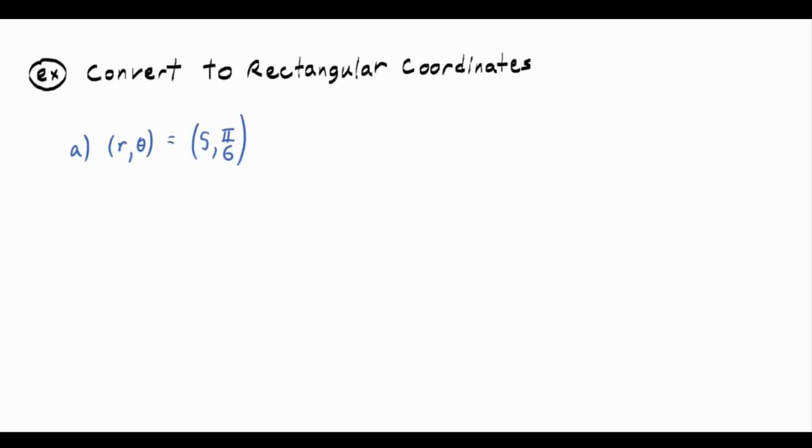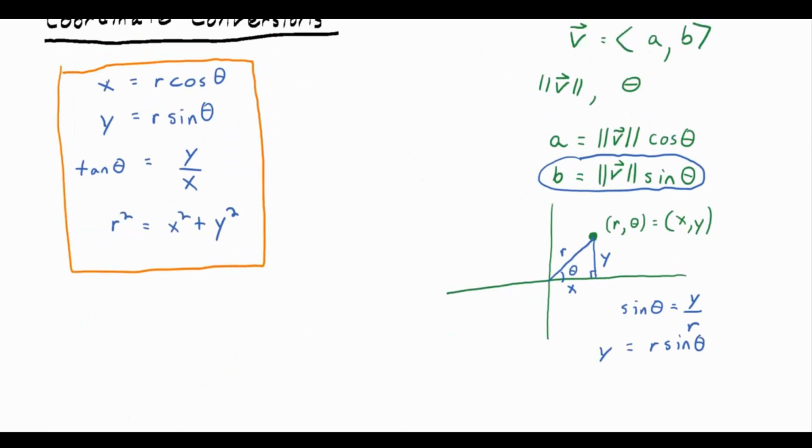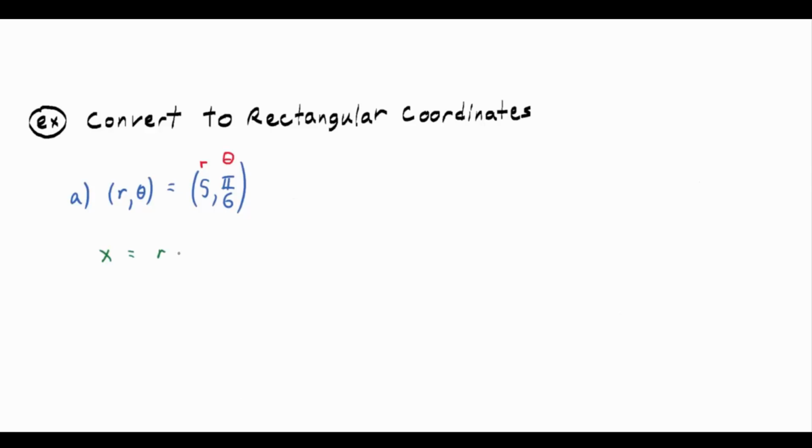So let's use one or more of those relationships. Here, we're going to convert to rectangular coordinates. You're given r, theta is equal to the point 5 comma pi over 6. So what's r? r is 5. And what's theta? Pi over 6. So if we want to convert to x comma y, we want x. What formula up here do we use? R cosine theta. So I'll write down the formula and then you fill it in: 5 cosine pi over 6.